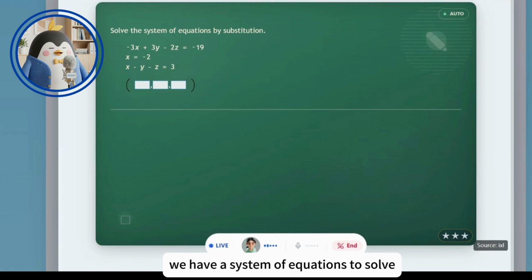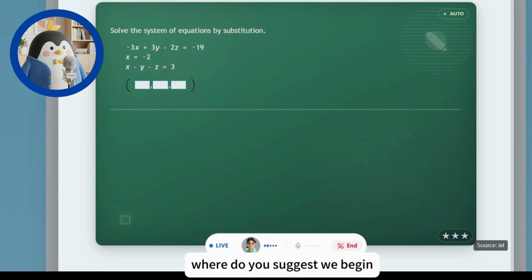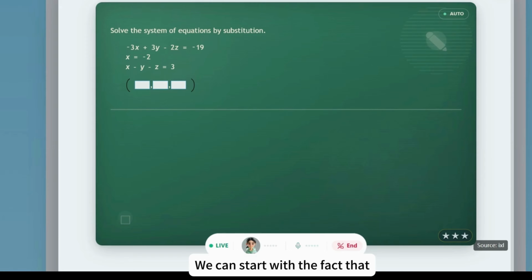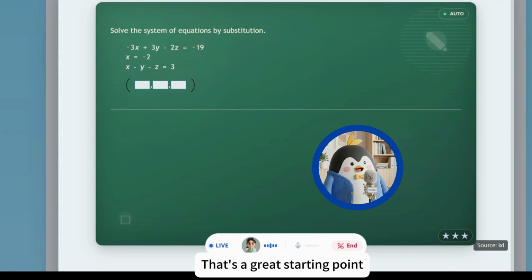We have a system of equations to solve using substitution. Where do you suggest we begin? We can start with the fact that x equals -2. That's a great starting point.